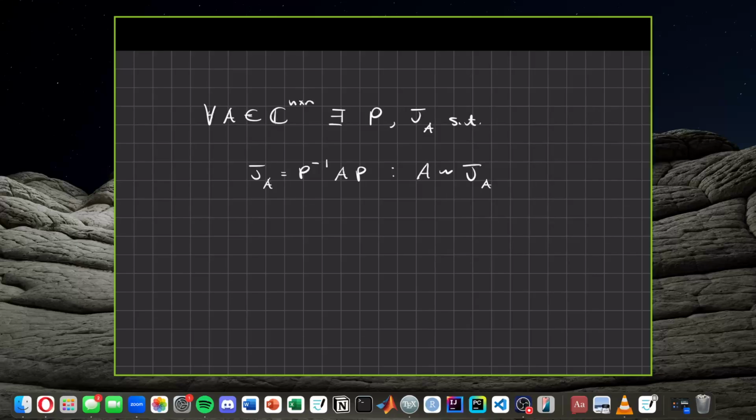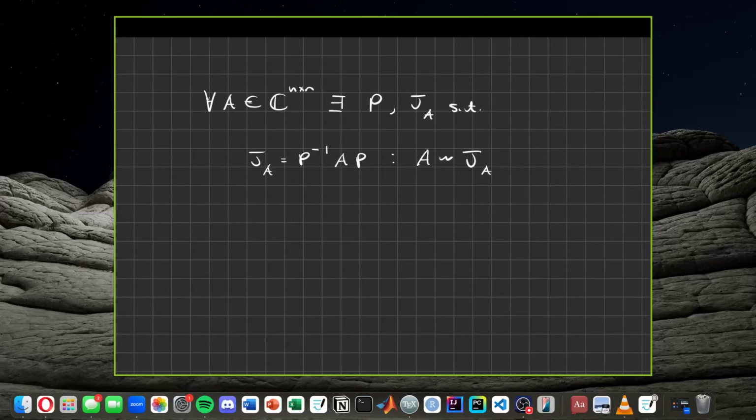And this is a very fundamental result. Any arbitrary square matrix has a Jordan form. This is the big existence and uniqueness theorem of Jordan form. And so we're really just going to rely on this. So what else can we say? We can also rewrite this as A equals P J A P inverse.